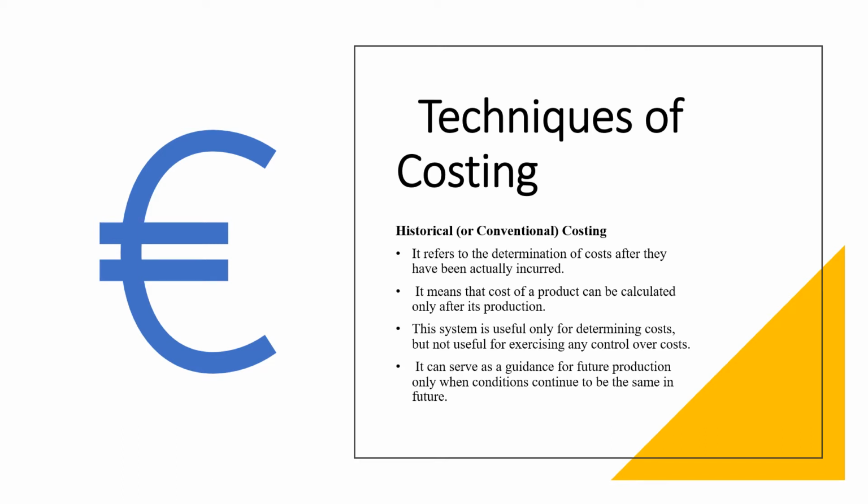So first we come into the historical or conventional costing. The name itself is explaining historical. That means something which has already occurred, something which relates to the past. So this costing refers to the determination of cost after they have been actually incurred. That means we are able to know about the cost only after they have been incurred. It means that the cost of a product can be calculated only after its production.